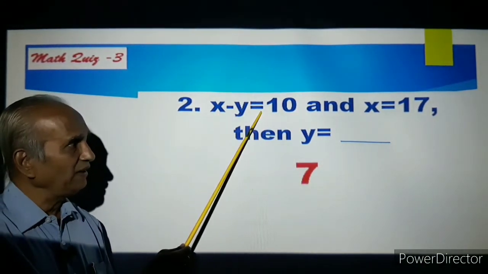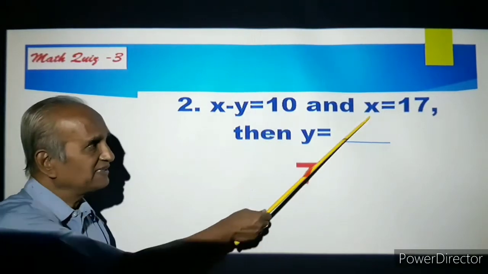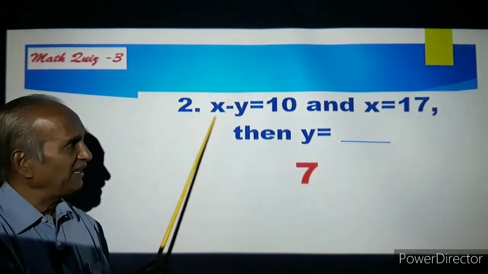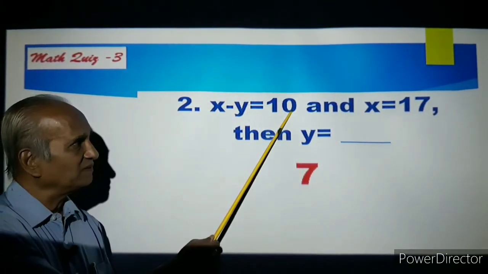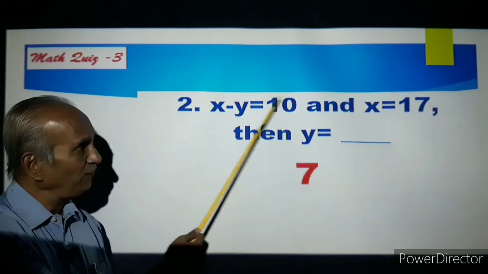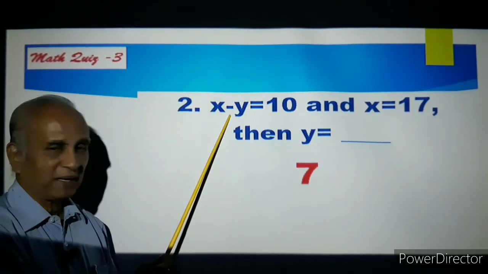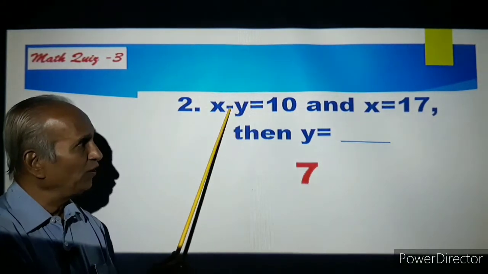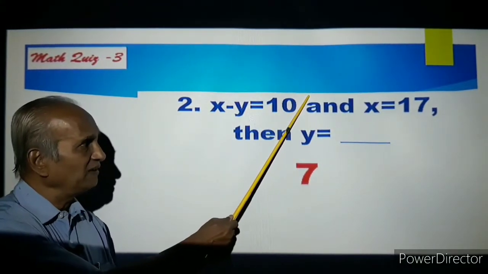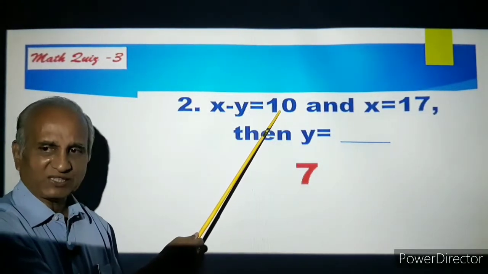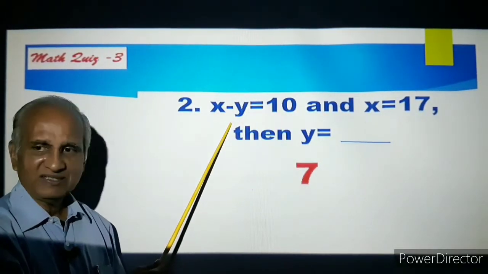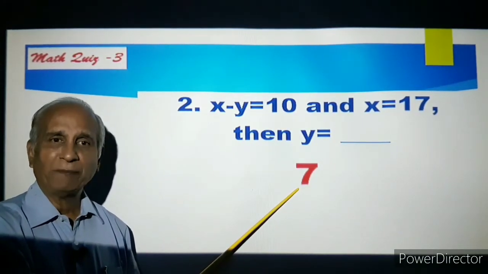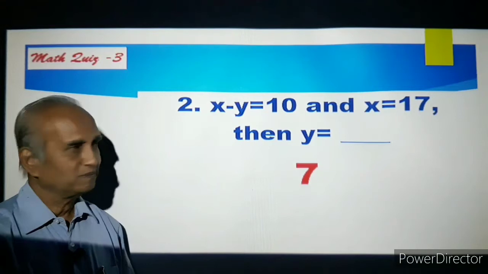How do we get it? X minus y is 10. X is 17. Let us substitute 17 here. 17 minus y is 10. Now 10 we will bring to this side. It becomes minus 10. 17 minus 10 is equal to y. Y is equal to 7. 7 is the answer. If you find it difficult, do it on a piece of paper and check.